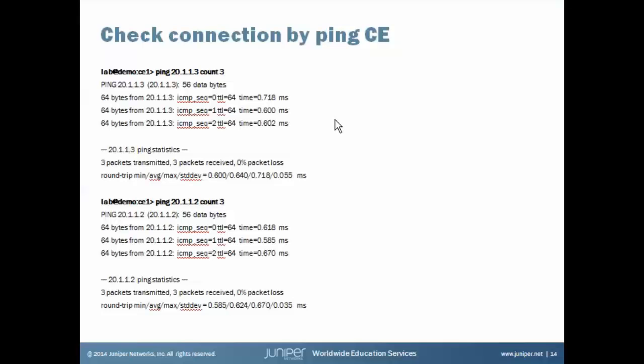connection, ping CE to CE. Let's see the CE1 here, ping to CE3, the connection replies, with a count of 3, so we are sending 3 packets. And then from CE1 to CE2, 20.1.1.2, count 3. So we are sending 3 packets for ping from CE1 to CE3 and then CE1 to CE2. Okay, so we can see here there is a ping and reply from CE2 and CE3.